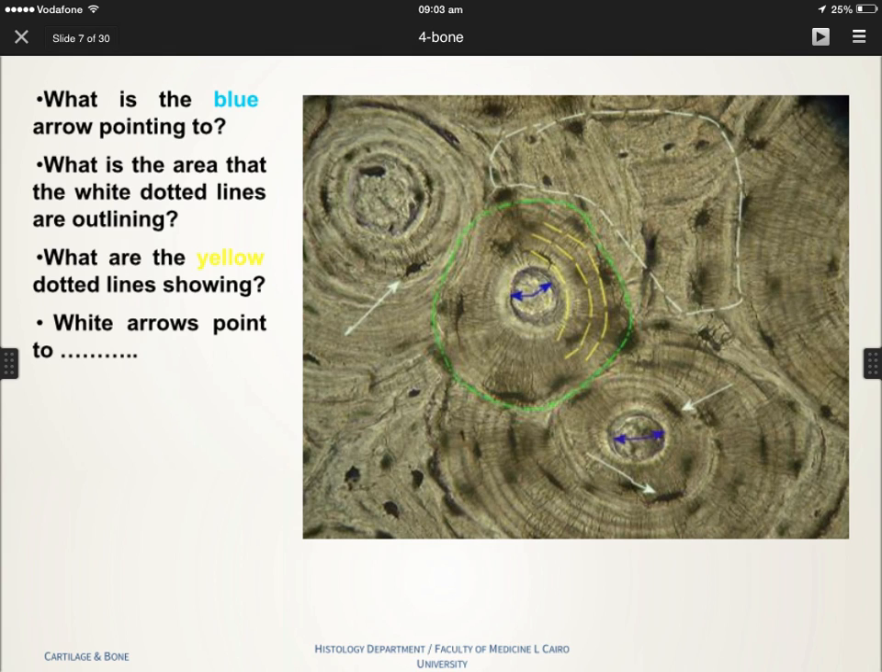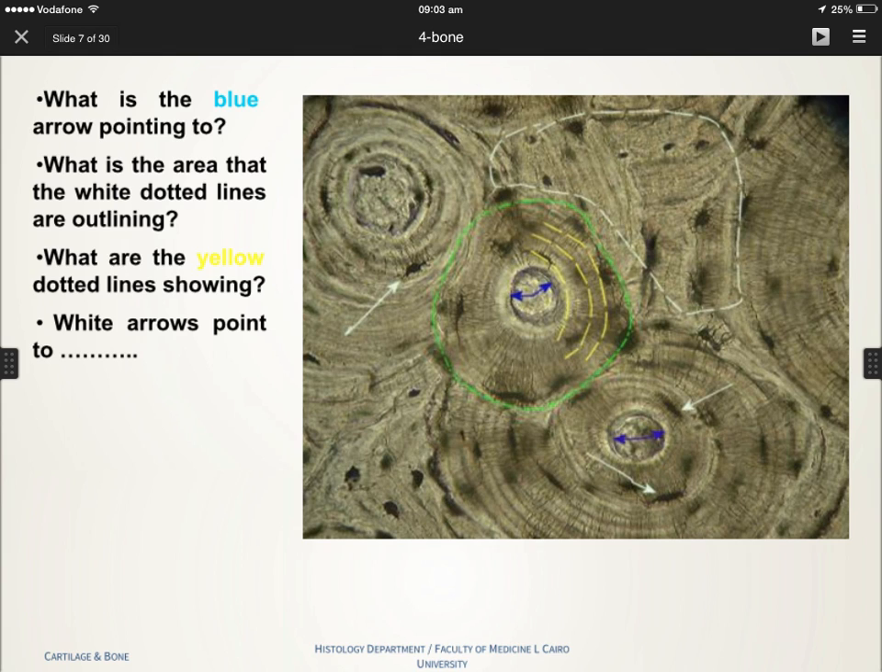What are the yellow dotted lines showing? These dotted lines are showing the concentric bone lamellae. Concentric because they have one center and they are sharing this one center. These circles are all sharing one center, so they are called concentric lamellae. What is the area dotted by the green dots? It is the osteon or Haversian system.